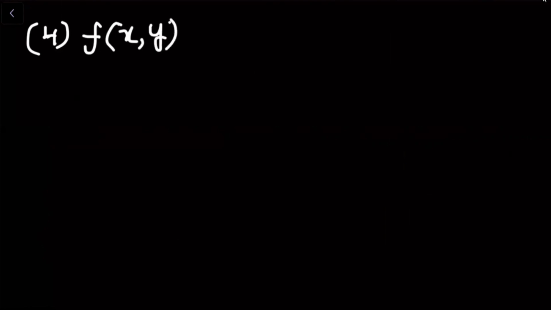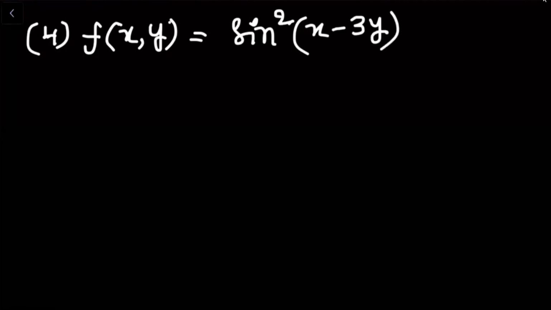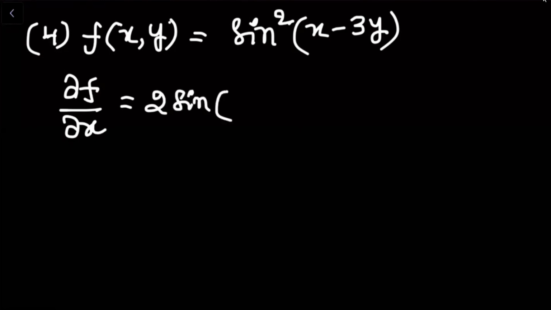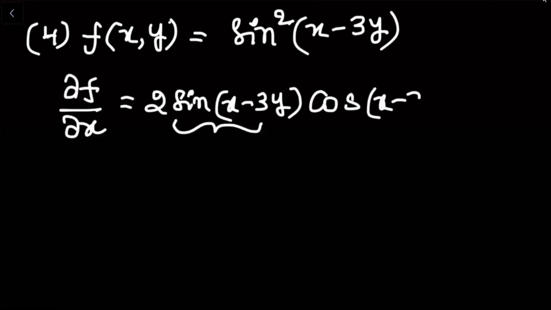f(x, y) = sin²(x − 3y). Differentiating with respect to x, ∂f/∂x gives 2 sin(x − 3y), and the differentiation of sin θ is cos θ, so cos(x − 3y), and the differentiation of x − 3y, since y is constant, the derivative of x is 1, so therefore 1.